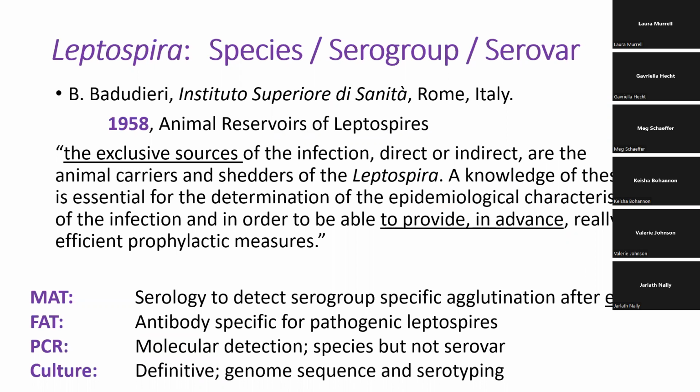The MAT is a serologic agglutination test. It will confirm exposure to serogroups. It will not tell us anything about the species. The FAT is a fluorescent antibody test, which will detect pathogenic species, all pathogenic species ideally. The PCR provides a molecular mechanism to detect species, but not serovar. Culture is definitive and will allow us to do a complete genome analysis as well as a complete serotyping analysis. Next slide, please.